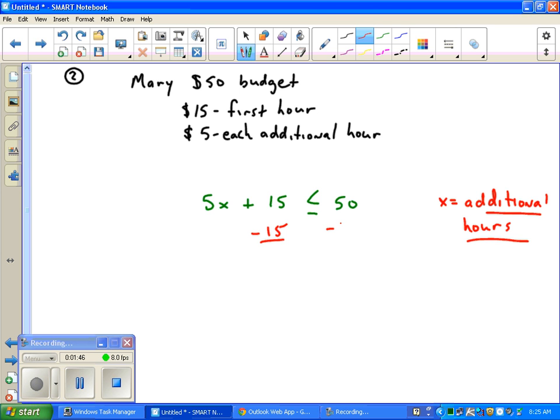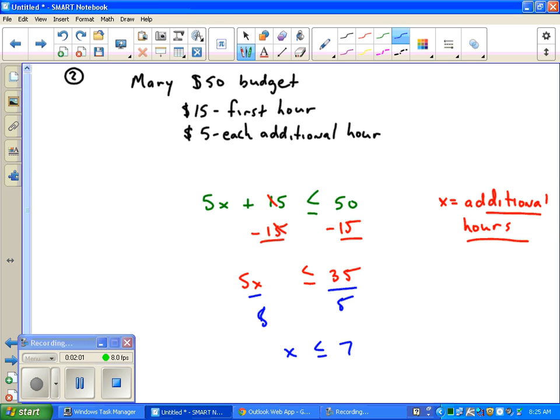Do the same thing on the other side, and you have 5x. These will cancel out. It's less than or equal to 35. Then get rid of 5 times something by dividing by it. Do the same on the other side, and you get x is less than or equal to 7.